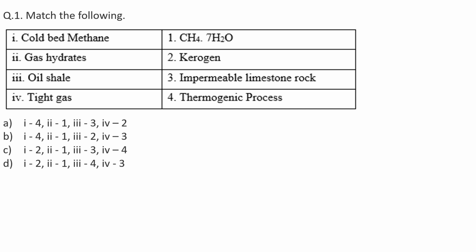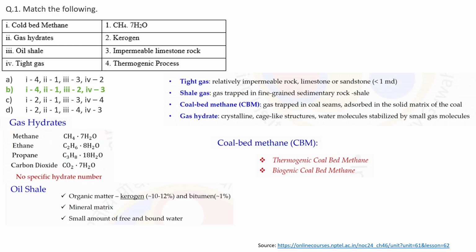So let's start with the first question, where they are asking us to match the following. On the left side they have given different gases such as coal bed methane, gas hydrates, oil shale, and tight gas. On the right side they gave some properties of these resources, such as CH4.7H2O, kerosene, impermeable limestone rock, and thermogenic process. So we have to match the natural gas type to one of the properties.